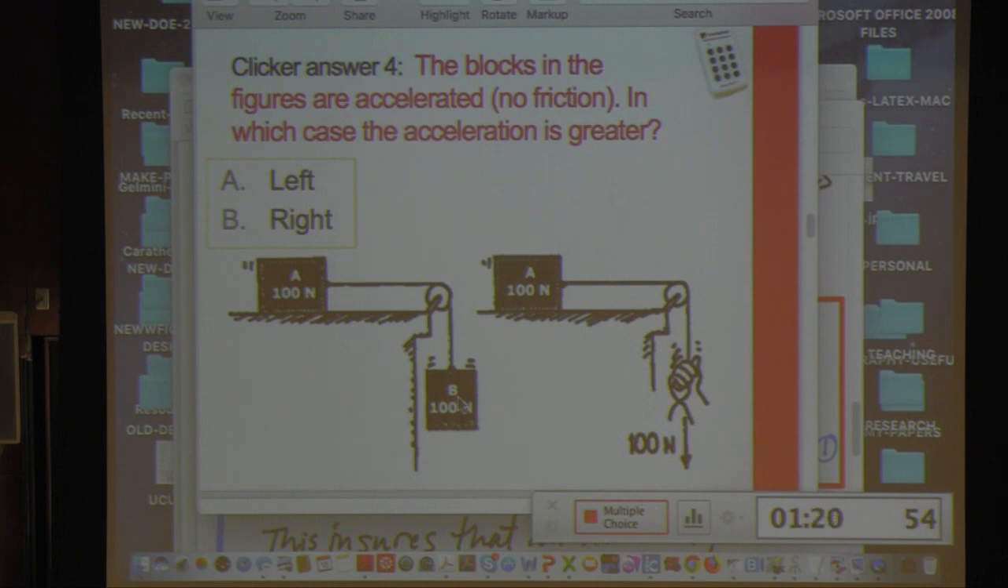Left and right means the left drawing. This is left, and this is right. There are two pictures, one on the left and one on the right. In which case is the acceleration greater? Both of them are falling, moving, accelerated. But I'm asking in which case the acceleration is larger.